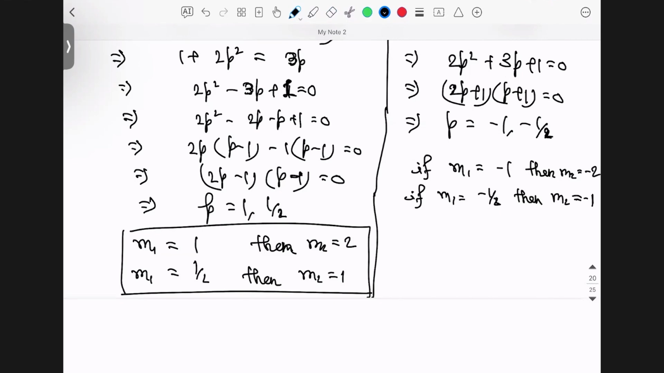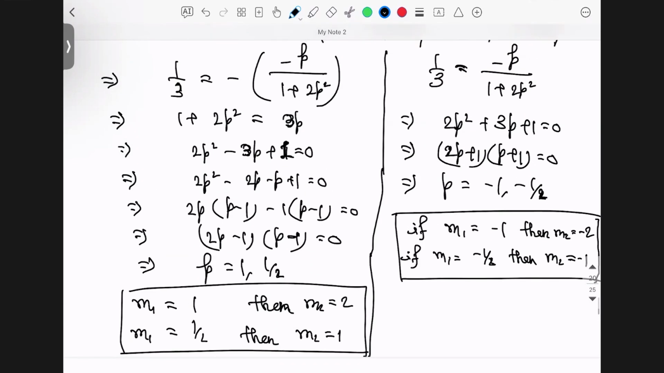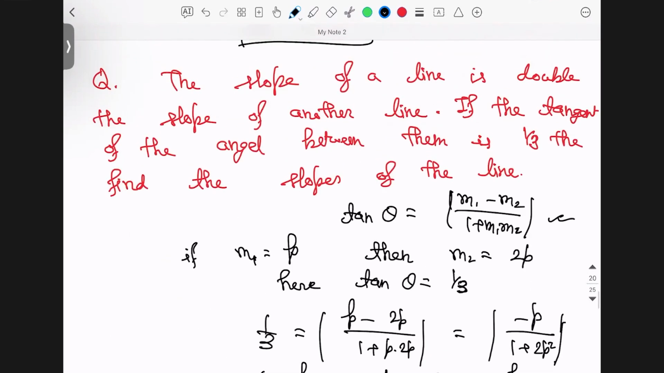Okay. So from here, we have obtained all possible cases of slopes such that the angle between the two straight lines has tan theta equal to 1/3. So this kind of question can be approached in this way. Let's go to the next question.